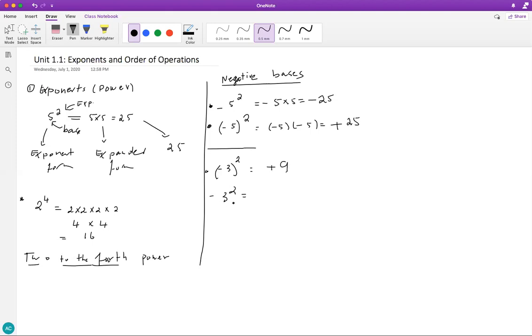What about this one? It would be? Negative 9. That's right. So bring the negative over, evaluate this, whatever it is, 3 to the second is 9.